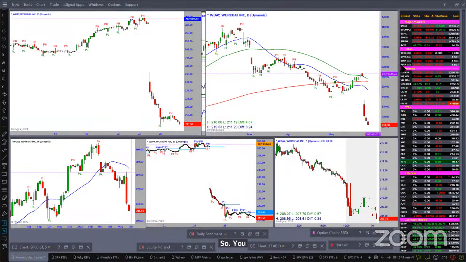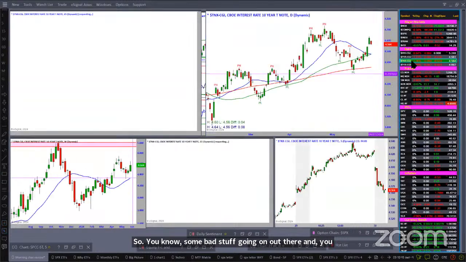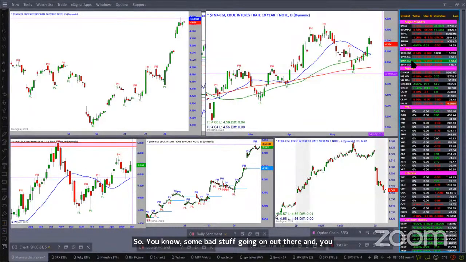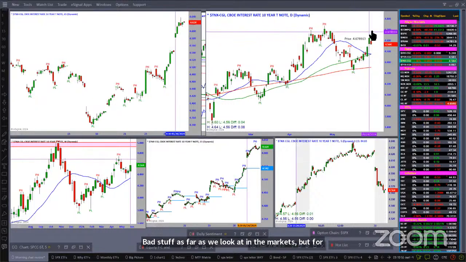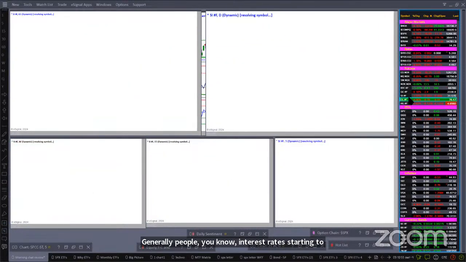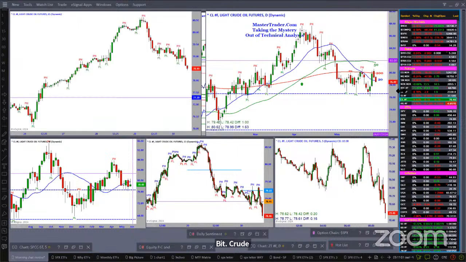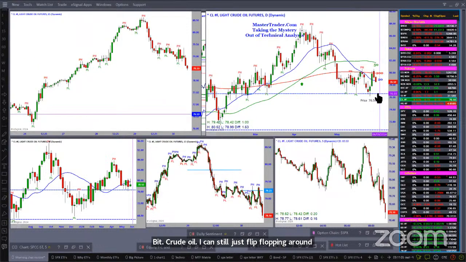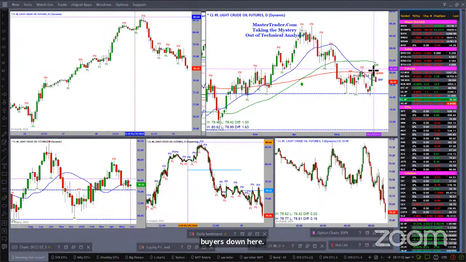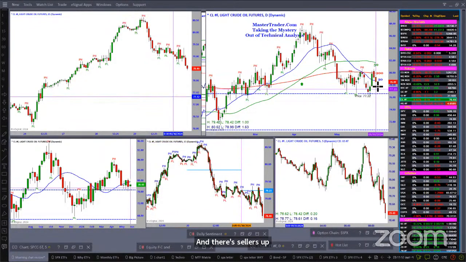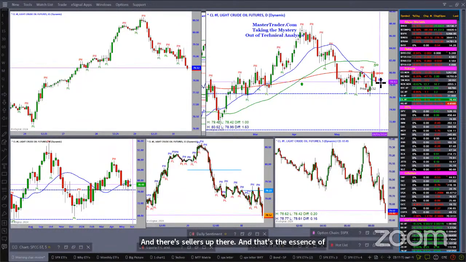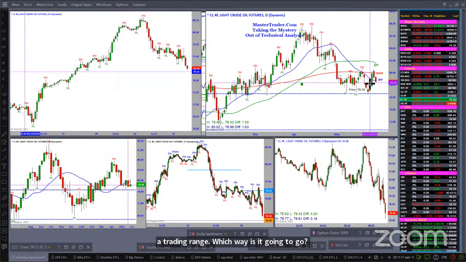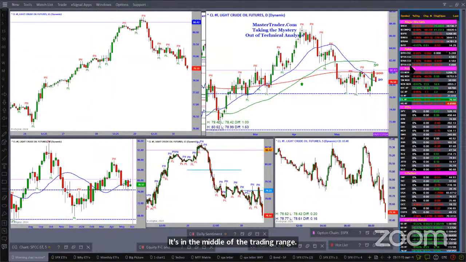And interest rates, bad stuff as far as we look at it in the markets. But for people generally, interest rates are starting to go up a bit. Crude oil, I think it's still just flip-flopping around here. Still not out of the woods, which way it's going to go one way or the other. But clearly there are buyers down here and there are sellers up there. And that's the essence of a trading range. Which way is it going to go? It's in the middle of the trading range, so at this point, stay away from there.